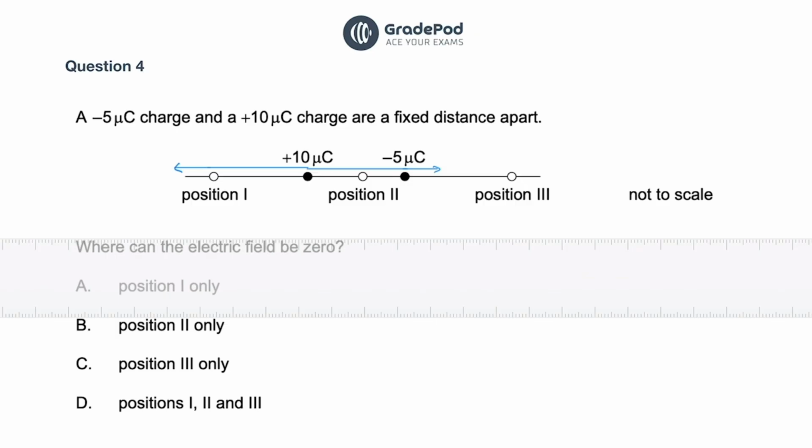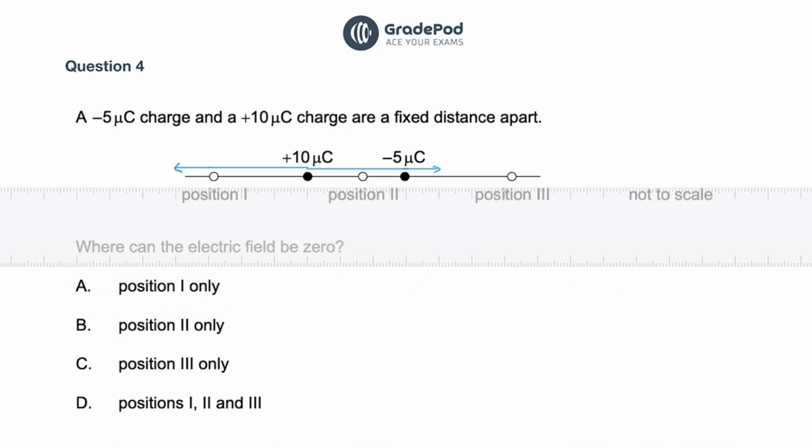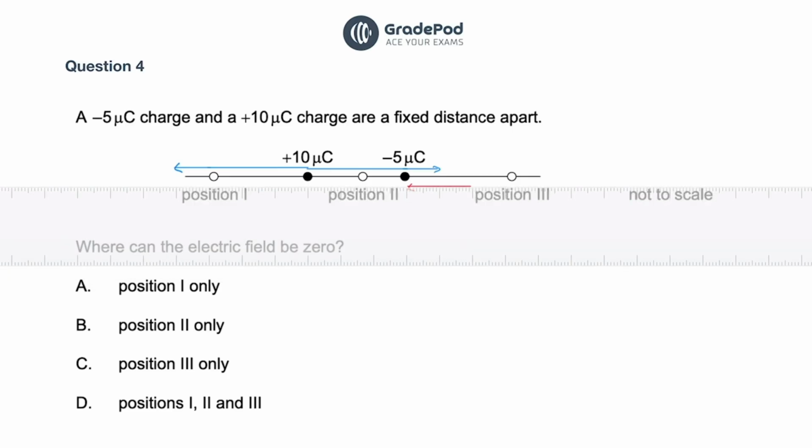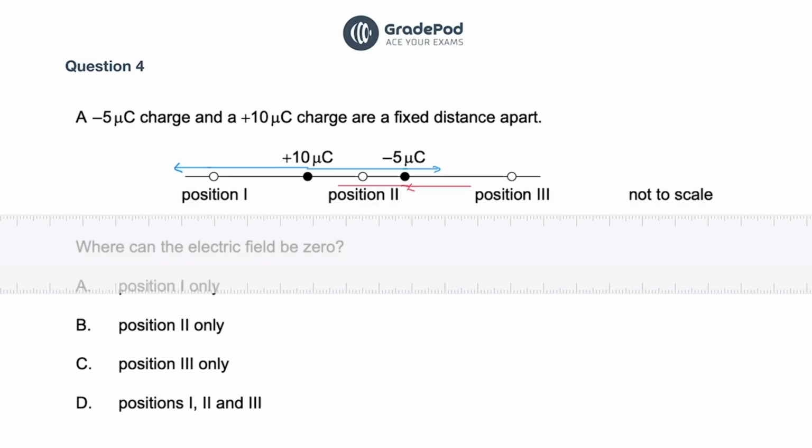We'll draw that in red. It's going to be smaller in magnitude, and it's going to be in the opposite direction because a positive test charge is going to be attracted towards that 5 microcoulombs. It's going to look like that.